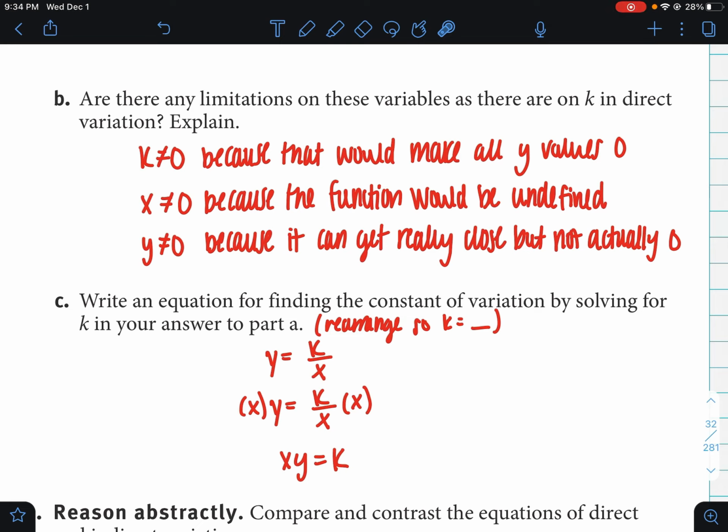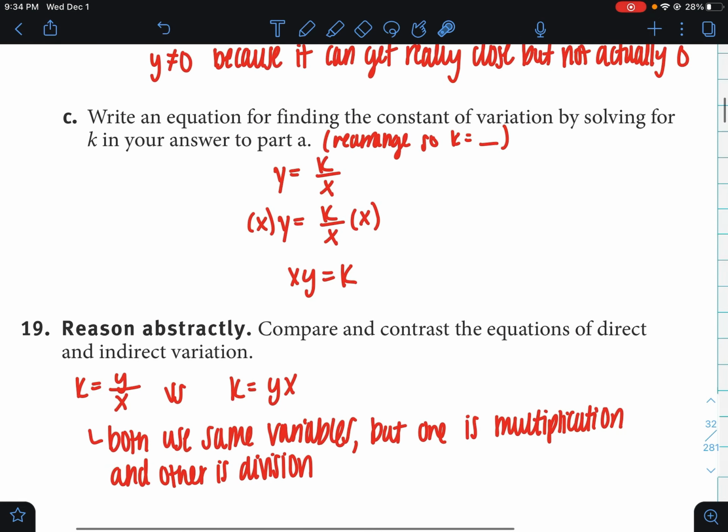Okay, so moving on down here to letter C, write the equation for finding the constant of variation by solving for k. So again, rearrange for k. Y is equal to k times x, so I need to get k by itself, so multiply both sides by x. X times y or y times x is equal to k. All right, so how does this compare between the direct equation and the indirect equation? Well, they both use the exact same variables, but in this direct relationship there's division, and in this one it is multiplication. One's division and one is multiplication.